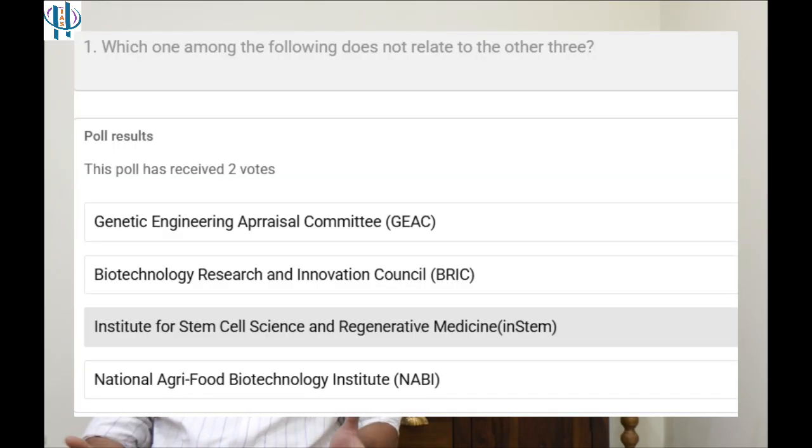Now, straight away I'll go to this question. You can see typically this question is a pick-the-odd-man-out type. Which one among the following is not related to the rest? If you carefully observe the options, the first one is the Genetic Engineering Appraisal Committee, and the second one is the Biotechnology Research and Innovation Council, BRIC otherwise. The third one is INSTEM, Institute for Stem Cell Science and Regenerative Medicine, and the fourth is the National Agri-Food Biotechnology Institute. Now, the point I want you to understand here is on what basis we can pick the odd man out.